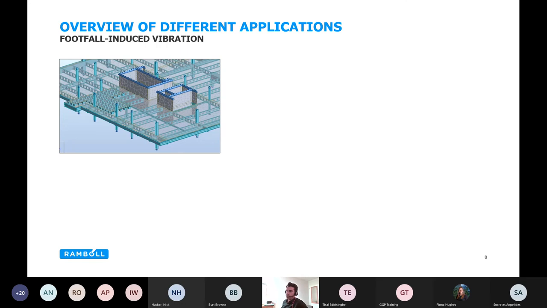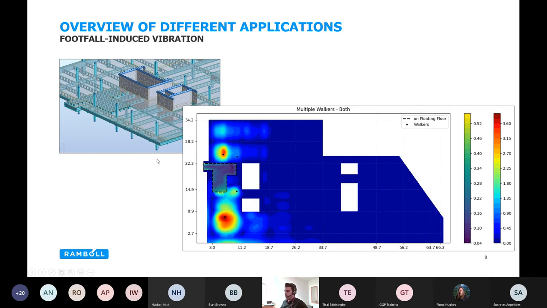Just an example of this analysis. This is a floating floor on a composite floor, steel concrete composite floor, and basically this is a footfall. This is the result of a footfall excitation with people walking at 2 Hertz at these 4 points.